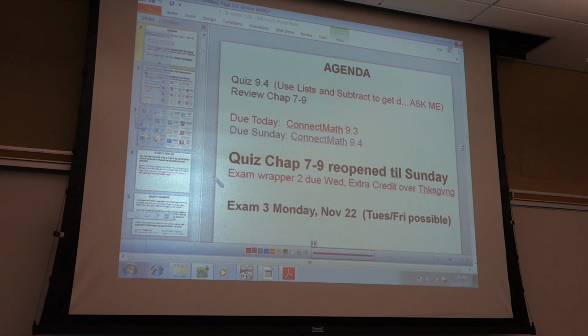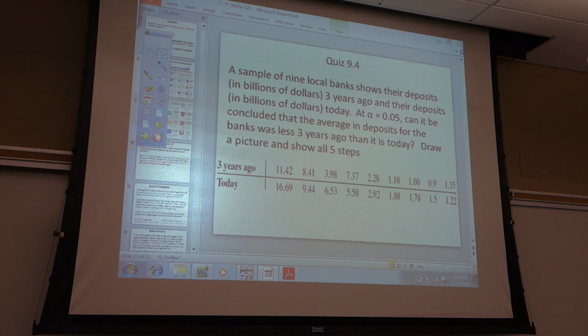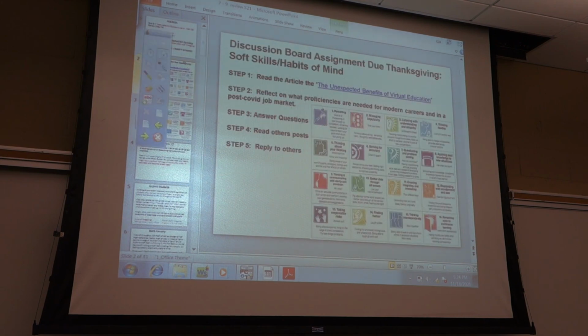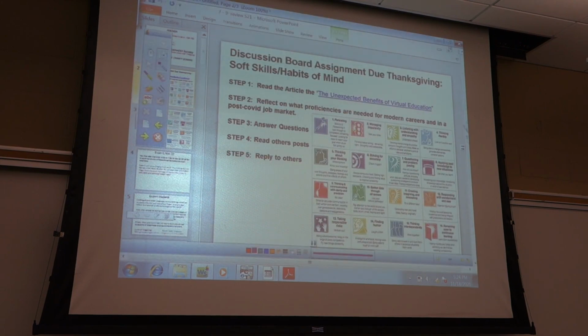Okay, so let's take a look at the other extra credit assignment you have, which is a discussion board on habits of mind. So there's all these soft skills. First we want to have you read the article on the unexpected benefits of virtual education, and then reflect upon which proficiencies are needed for modern careers in the post-COVID market. And then there are some questions for you to answer.